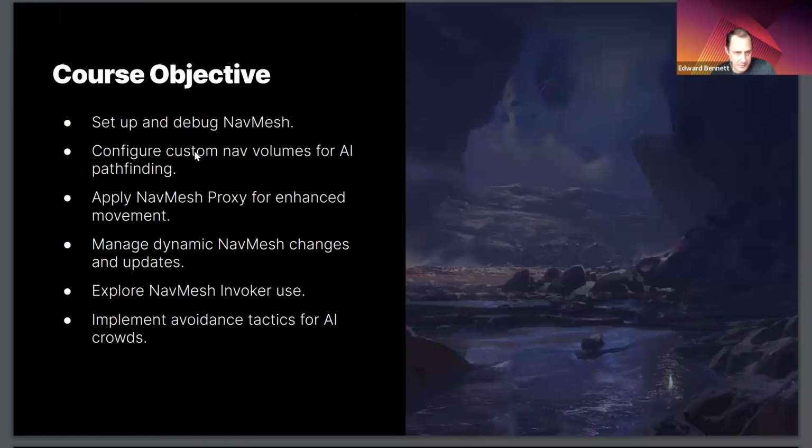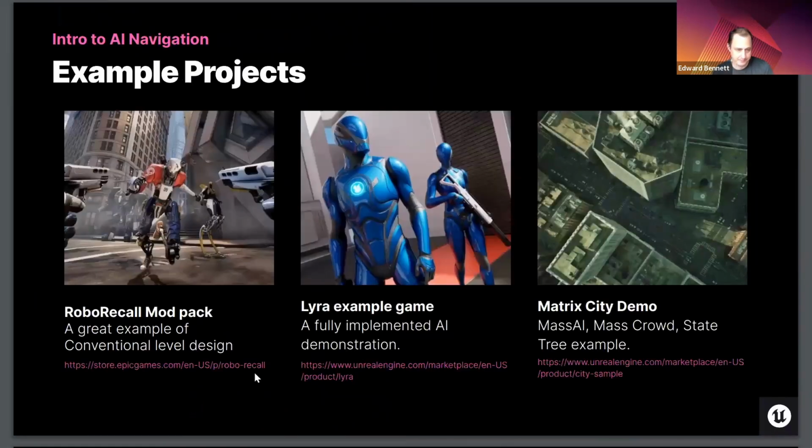We're going to look at the nav mesh and configure some custom nav mesh options. We'll probably have a look at the nav mesh invoker, and we'll have a look at avoidance a bit. Now, there are some example packs that you might want to look at.